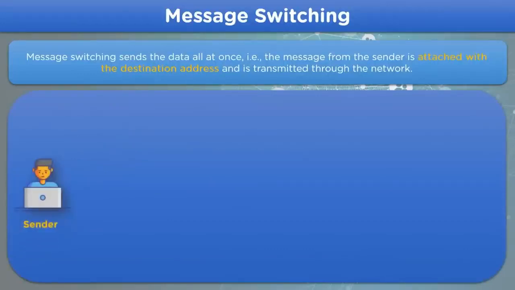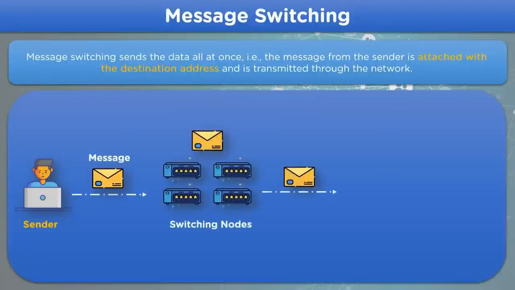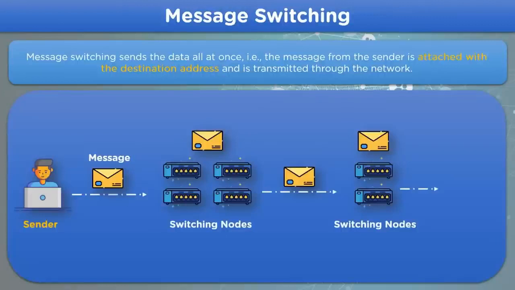For the first step, the sender node integrates the destination address into the message. Then the whole message is transmitted to the switching node in the network, where it gets stored for the next transmission. Similarly, in the second step, this transmission of data is done over the whole network. And finally, through the destination address in the data, it reaches the receiver node. This is how message switching works.